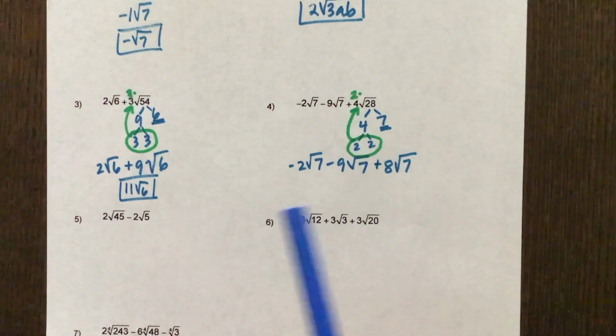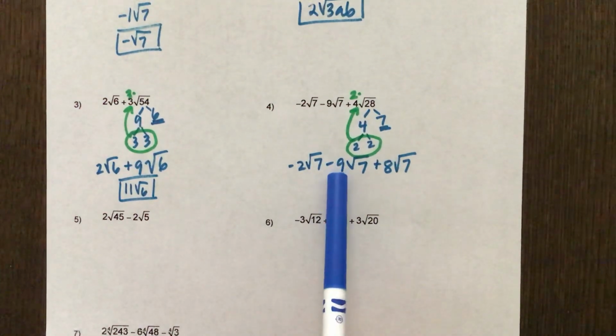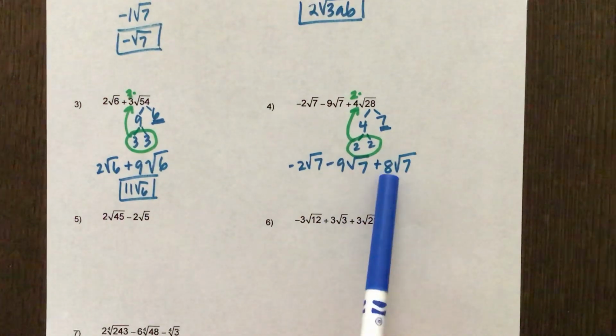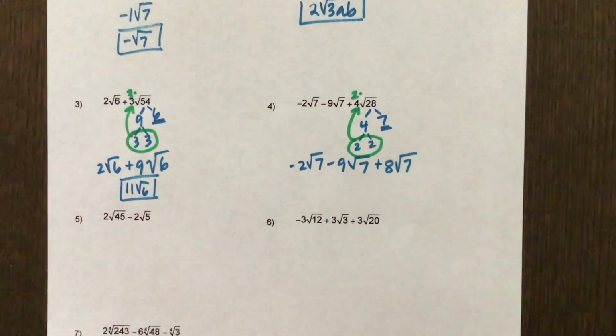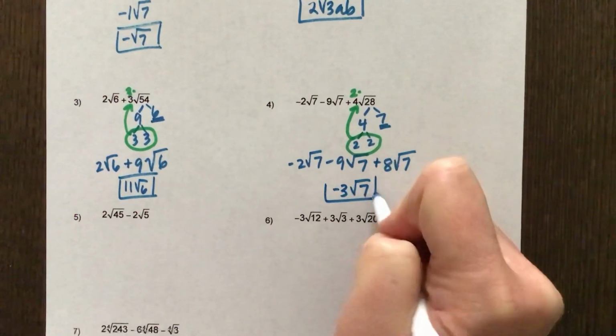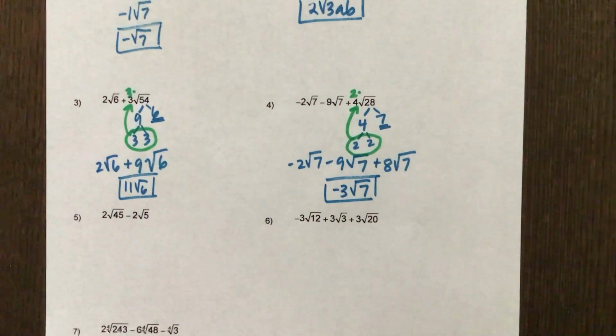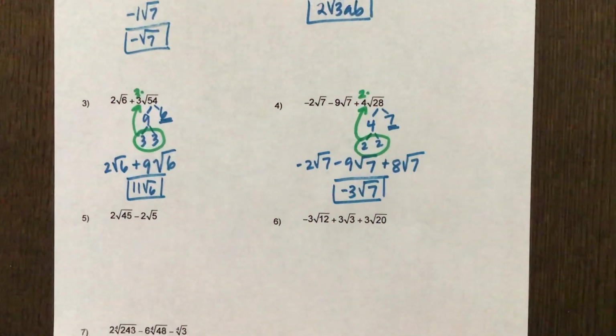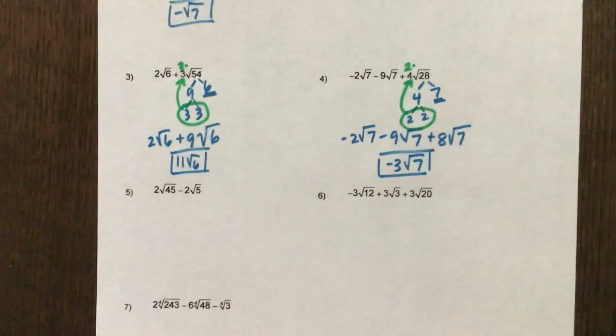So now I'm just going to deal with the coefficients. The negative 2 minus 9 gives me negative 11. And negative 11 plus 8 gives me a negative 3. The square root of 7 part is not changing. Remember, our index has to match as well as our radicand, and then we just manipulate the coefficients.